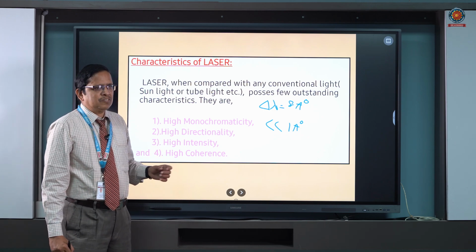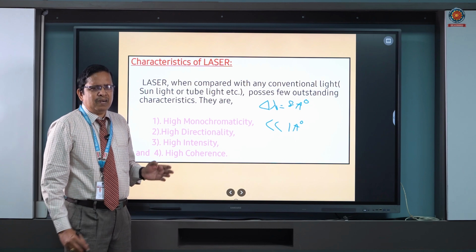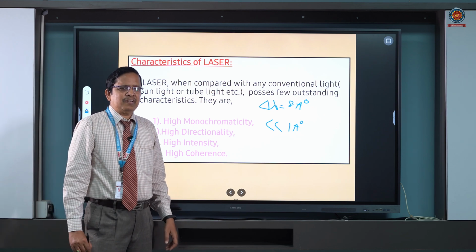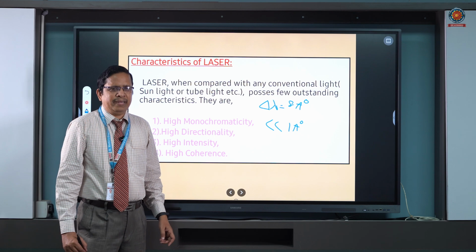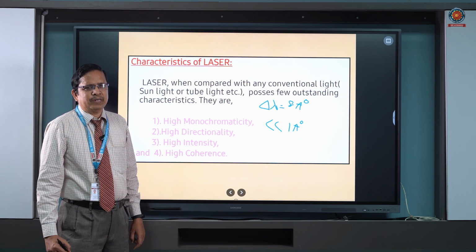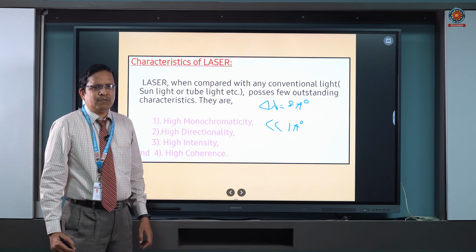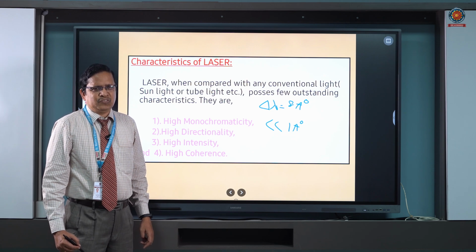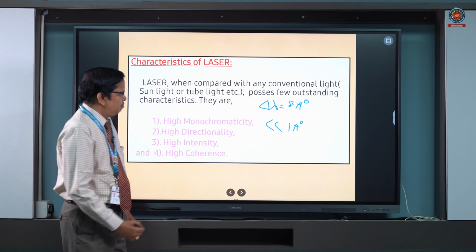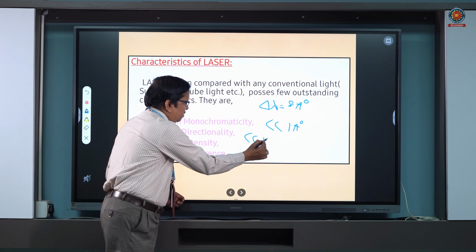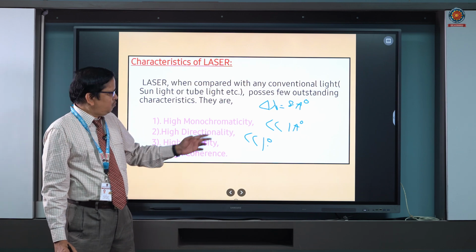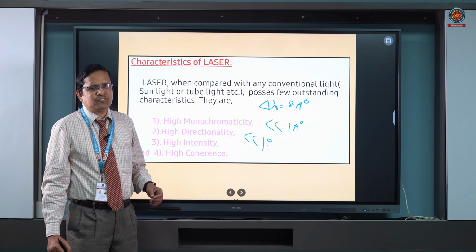The second property is directionality. Remember that an ordinary light source propagates in all directions, but laser is a light source that gives light only in one direction. The parameter directionality is given by the angle of divergence. An ordinary light source will have a divergence angle of a few degrees, but the laser beam will have a divergence angle of much less than 1 degree. That is why we say that laser is a highly directional beam.